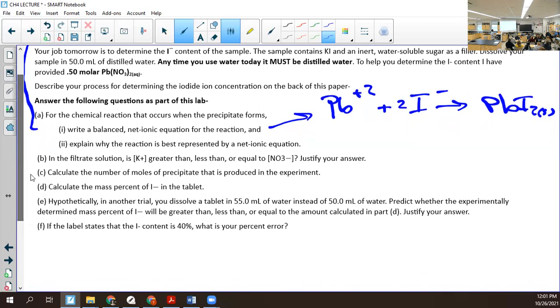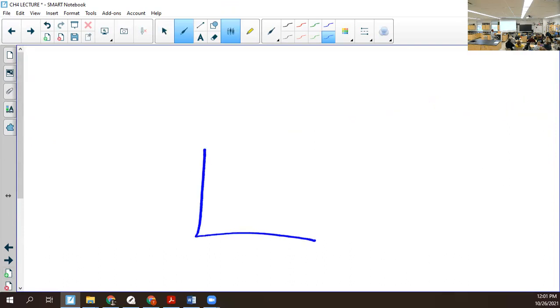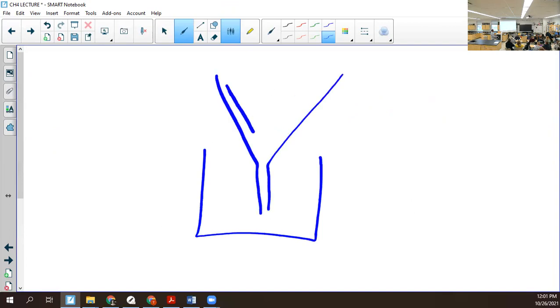All right, here we go. So in the filtrate solution, well, what is the filtrate solution? You have to turn these in, so hopefully you're paying attention. What's the filtrate solution? It's the stuff that wasn't filtered out. That's what came through.